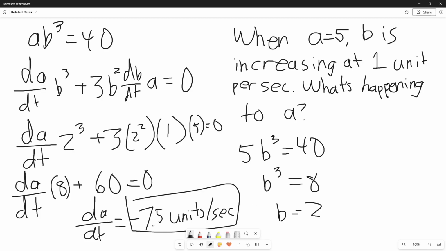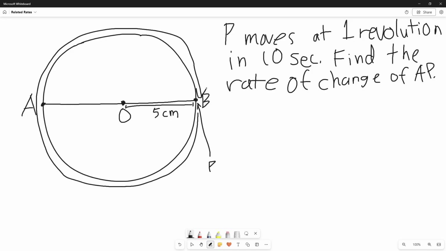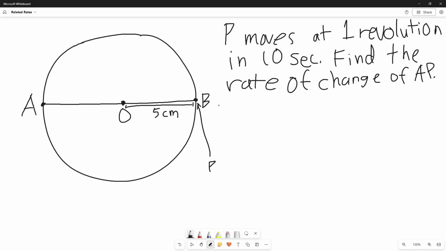So what's happening to a at that exact moment when a equals 5 is that a is decreasing at a rate of negative 7.5 units per second. So let's say we have this circle with diameter AB and the radius is 5 centimeters. And we have a point P on the circle that's moving clockwise such that it completes 1 revolution in 10 seconds, which means that after 10 seconds, it's going to end up exactly where it started, and it's going to continue forever.